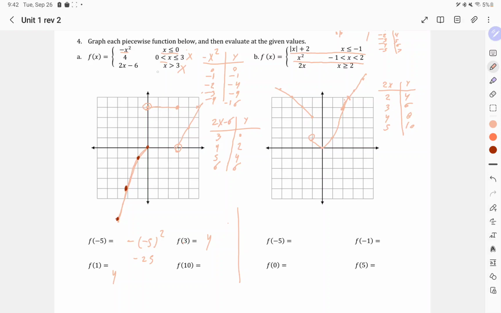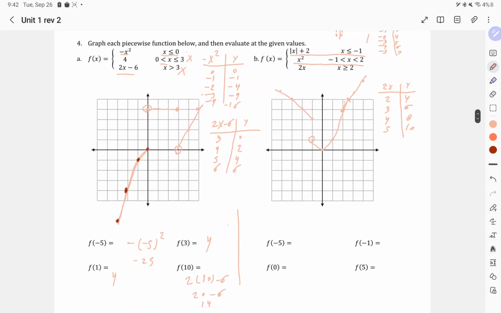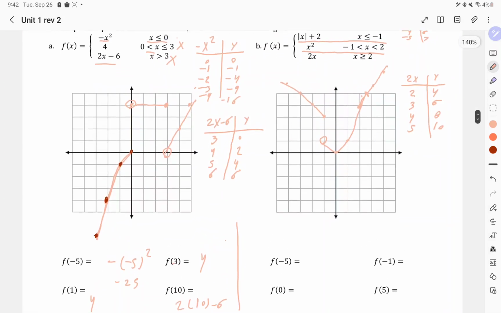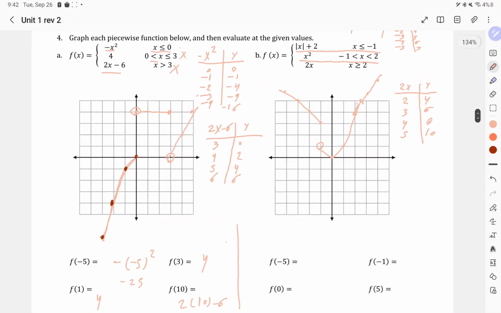Okay, now f of 10 you can actually plug into this one, which is 2 times 10 minus 6. Now that is something you could plug in, right? And that would be 20 minus 6. Big brain math. 14. Oh my god, that is wonderful. All right, let's go on with the other ones.